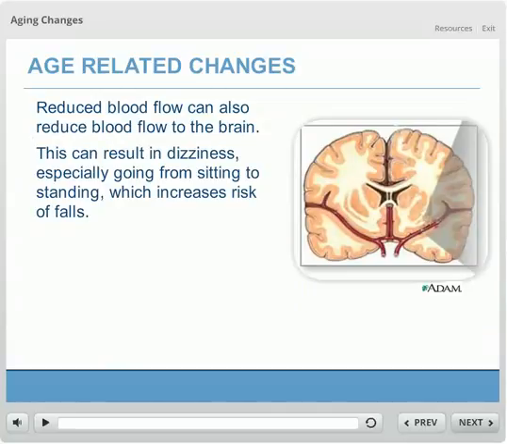Reduced blood flow can also reduce blood flow to the brain. This can result in dizziness, especially going from sitting to standing, which increases risk of falls.